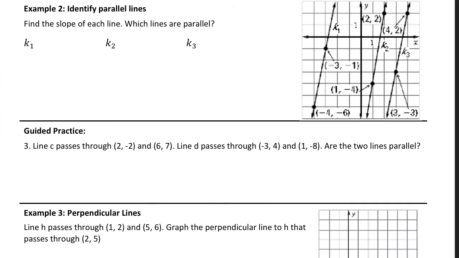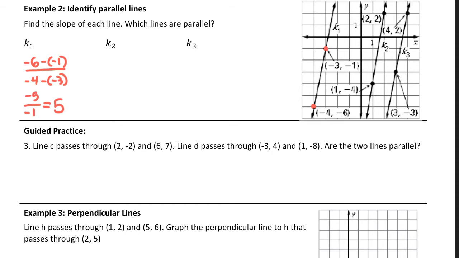Find the slope of each line, find out which lines are parallel. So K1 is the line to the left the most. So I would take these 2 points, (-4, -6) and (-3, -1). So I would take -6 minus -1 over -4 minus -3. So what that causes, this becomes -5 over -1. So K1 has a slope of 5.